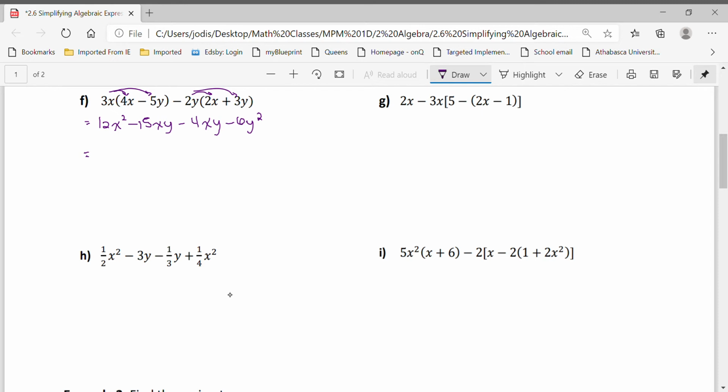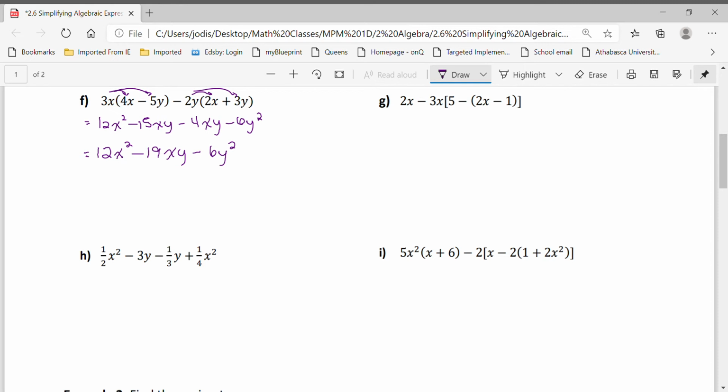This one, the like terms are already collected. It's just those xy's. So we can leave the 12x squared. And then we've got -19xy, right? -15 minus 4. And then the 6y squared stays at the end.